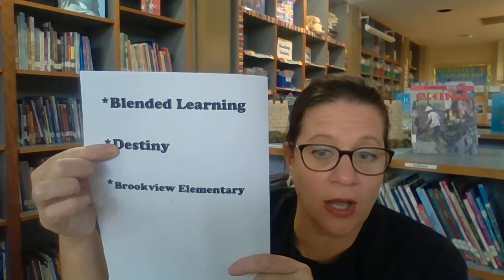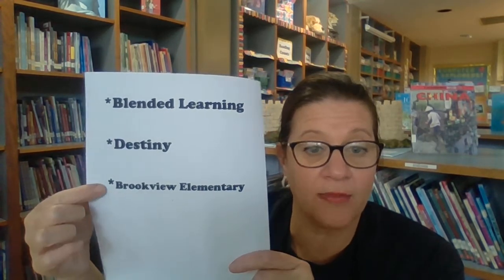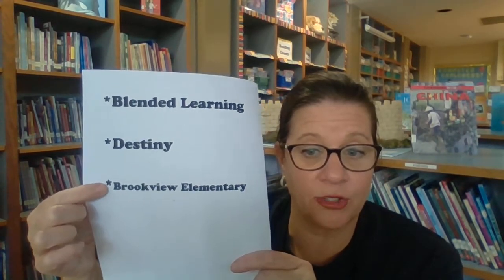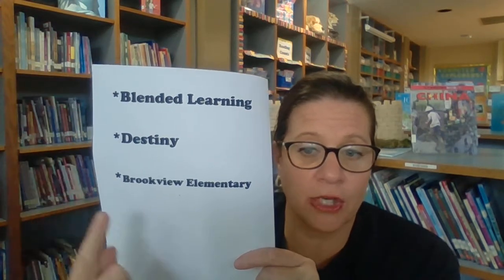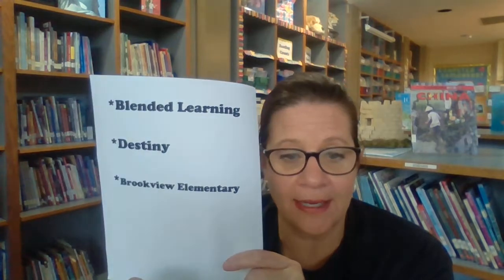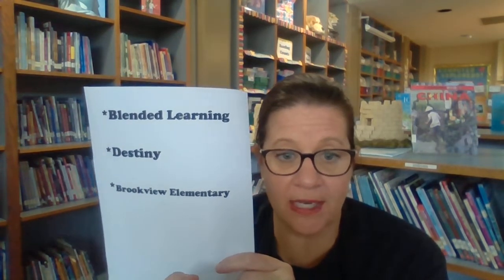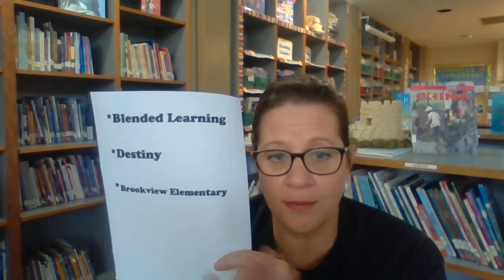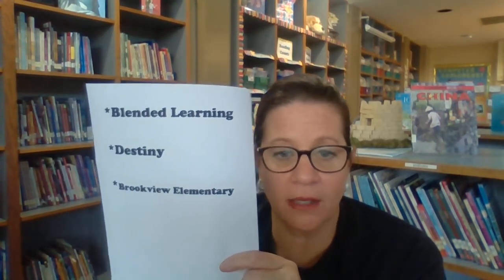Once you've clicked on Destiny, you're going to look for the name of our school, which is Brookview Elementary. So it's ABC order, so you're going to look for the B's. When you see Brookview Elementary, click on it, and then our library web page comes up, and you'll be able to look at and go through anything that's on that library web page.